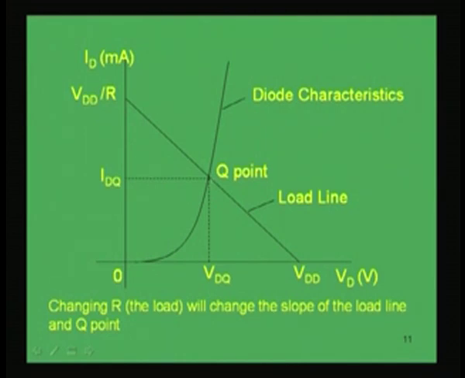What is the Q point? That point is determined by this voltage VDQ and the current IDQ. So, I now know the operating point, having this voltage across the diode and the current IDQ through the circuit or the diode. Now, if we change the resistance in the circuit, then of course the slope of this load line will change. We will get a different load line giving a different Q point.